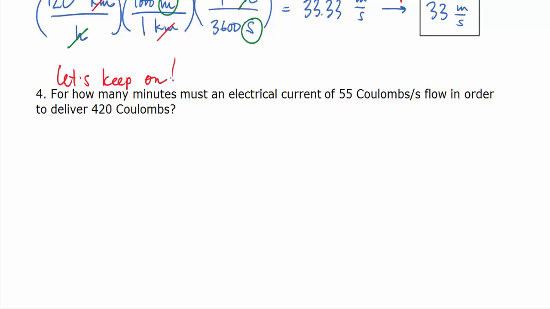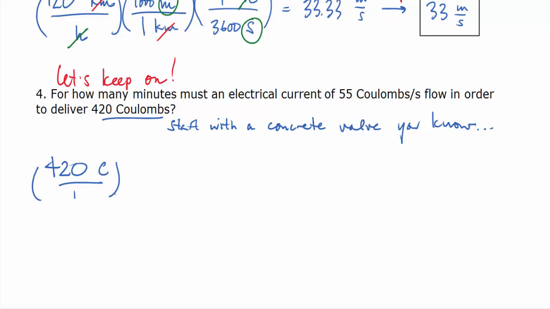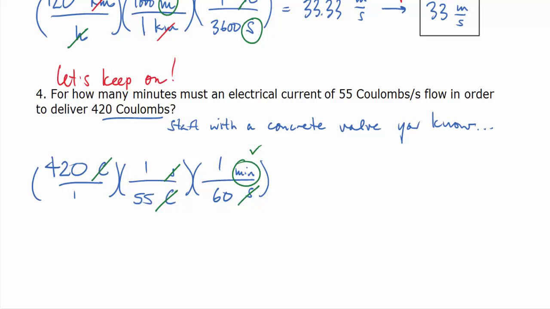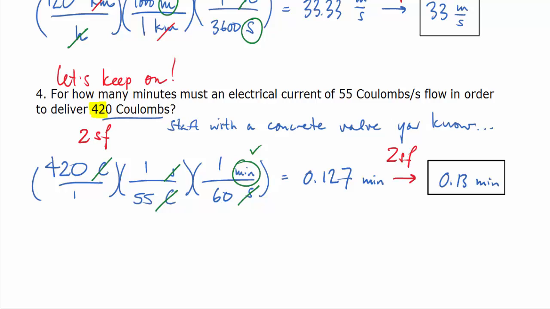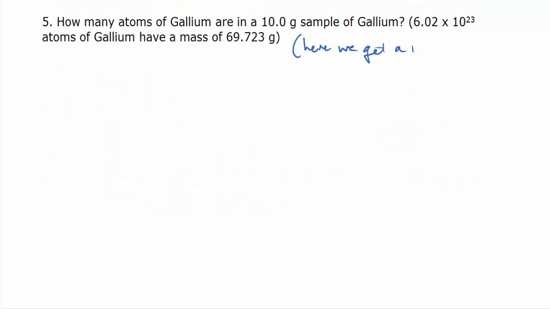So let's keep on here and see how many minutes you have to flow an electrical current of 55 coulombs per second to get 420 coulombs. Remember to start with a concrete value that you know. In our case that is 420 coulombs. Every 1 coulomb per second, there's 55 coulombs every 1 second here. 60 seconds in a minute. Cancel, cancel, cancel. Wind up with minutes. That's what the question was looking for. And here's our value. Notice the problem has just 2 significant figures, so we'll make that 0.13 minutes. Again, units first, numbers afterwards.